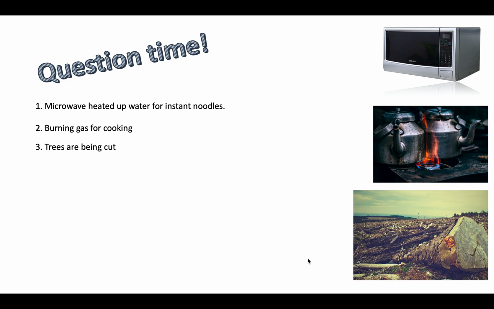Well, let's talk about if trees are being cut, right, to clear a forest for manufacturing different kinds of products, is it a physical change or is it a chemical change? Well, the tree is still a tree, right? So there's nothing really changed. It's just the shape of it that changed. It's being cut off. So it's a physical change.